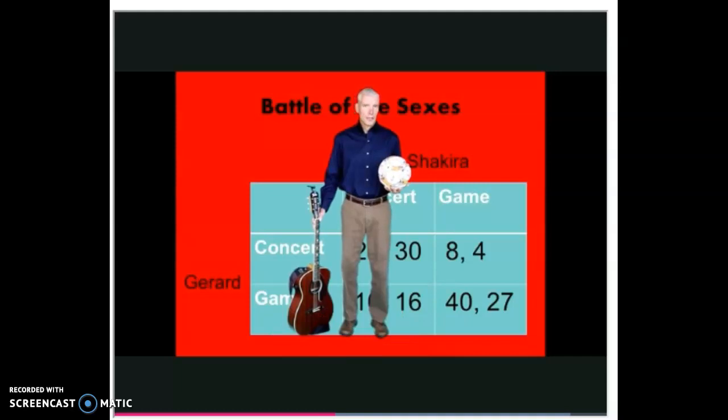Gerard Piqué is a soccer player. He really likes going to soccer games. Shakira is a singer, and she really likes going to concerts. They also like each other.